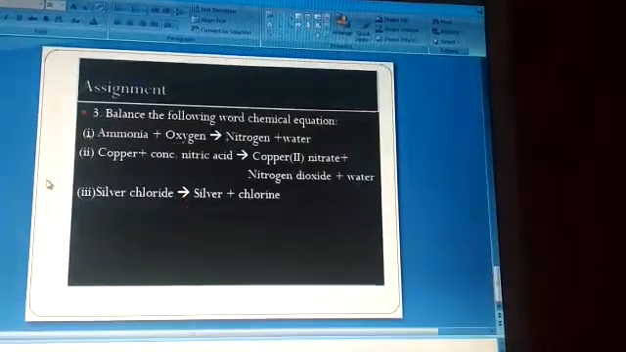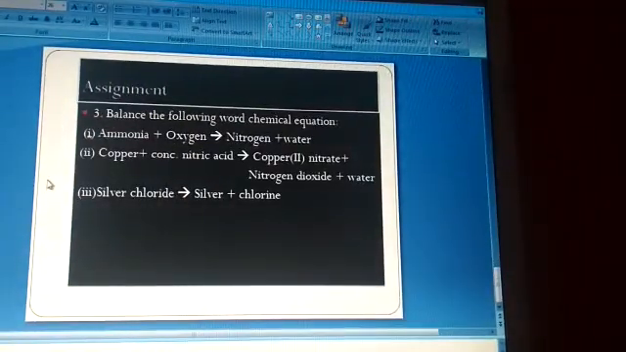The next question of the assignment is to balance the following word chemical equations. Ammonia: first you have to write the chemical formula and then balance the reaction. Ammonia plus oxygen, that gives nitrogen plus water. Second is copper plus concentrated nitric acid, that gives copper nitrate plus nitrogen dioxide plus water. Third one is silver chloride, that gives silver plus chlorine gas.